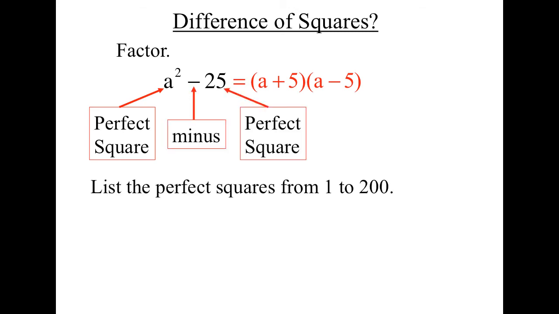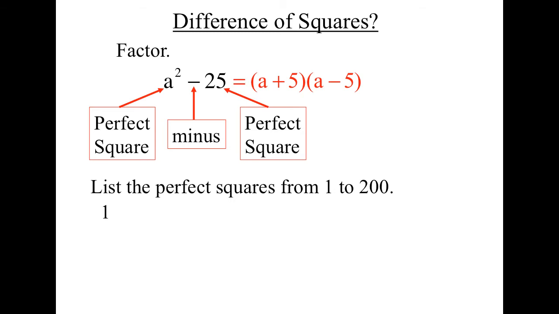If you see a plus sign in the middle, it's not a difference of squares. If one of those terms is not a perfect square, it's not a difference of squares. So let's look at what our perfect squares are. You should know them through 20, and then you should know 25.